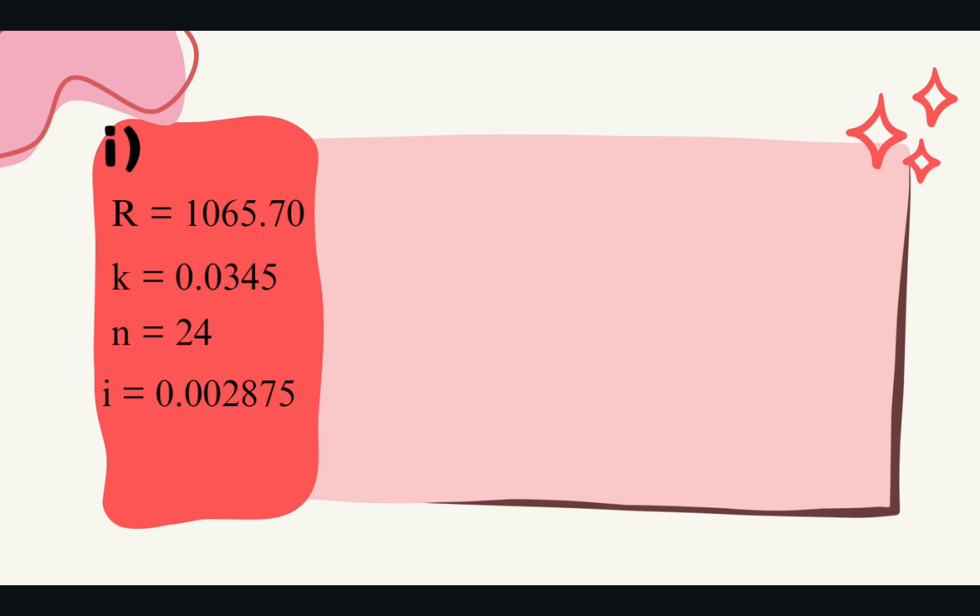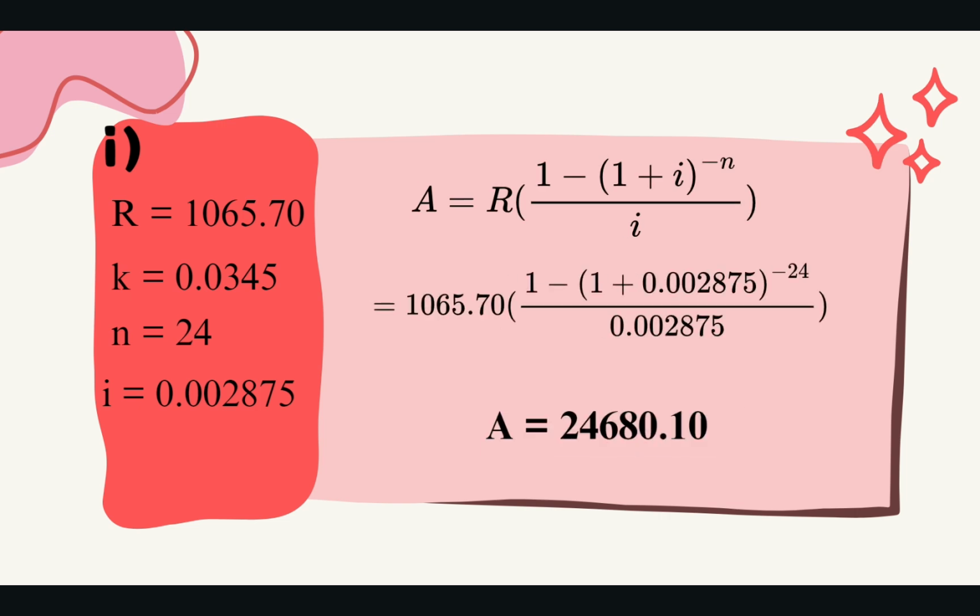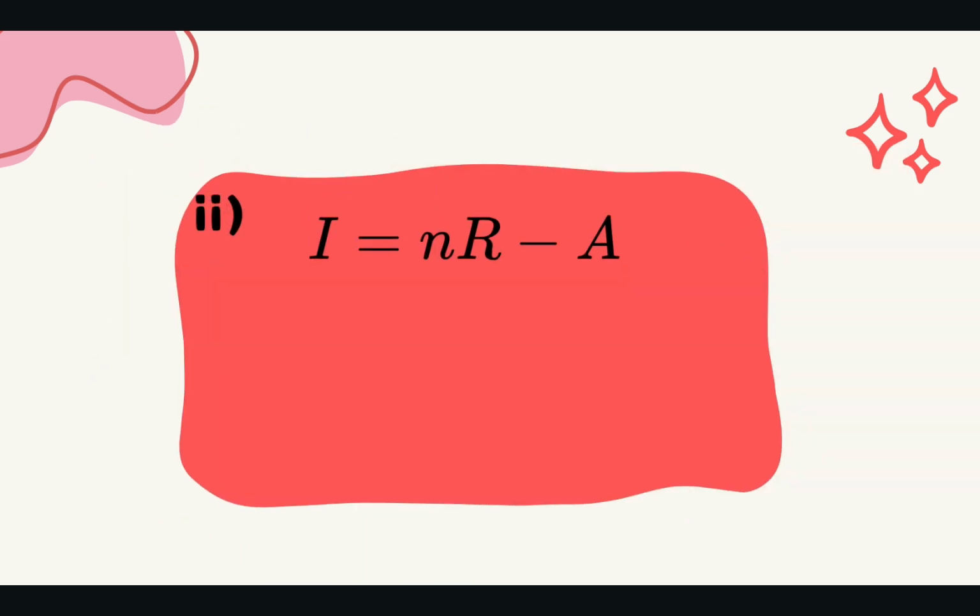First of all, we will list down the value of each variable in the formula, which is R is 1,065 ringgit 70 cents, K is 0.0345, N is 24, and I is 0.002875. Then we will insert all of the values into the formula, calculate it, and we will get A equal to 24,680 ringgit and 10 cents. For the amount of interest, we will use the interest formula, which is I equal to NR minus A. We know that N is 24, R is 1,065.70, and A is 24,680.10. Insert the values into the formula, calculate it, and we will get 896.70 for the interest. That's it.